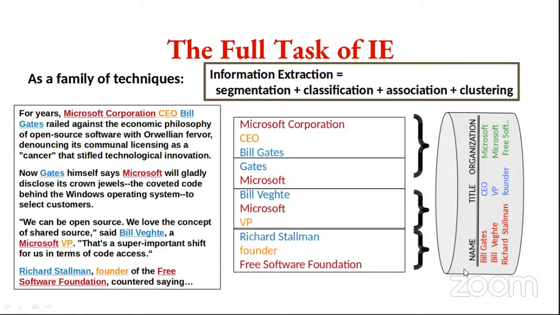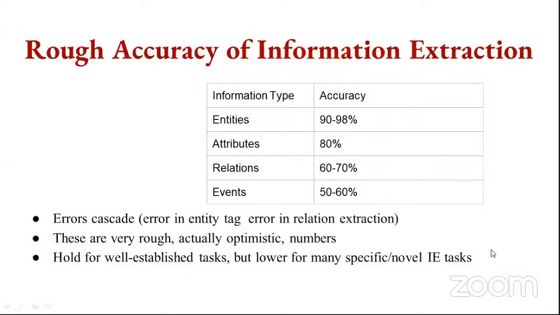Finally, our structured data will look like this. Bill Gates is the CEO of Microsoft. Bill Gates is the VP of Microsoft. Richard Stallman is the founder of the Free Software Foundation. This way our structured data will look. So what is the rough accuracy of information extraction? In general, in the existing literature, entity extraction has accuracies of 90 to 98%.